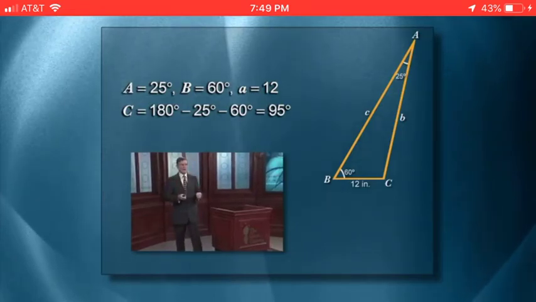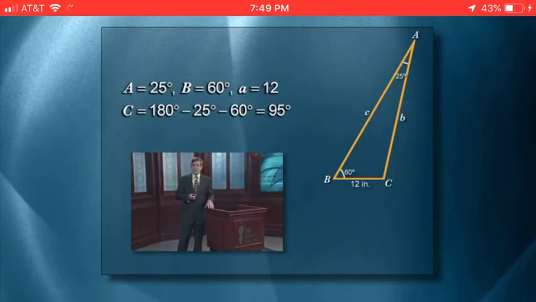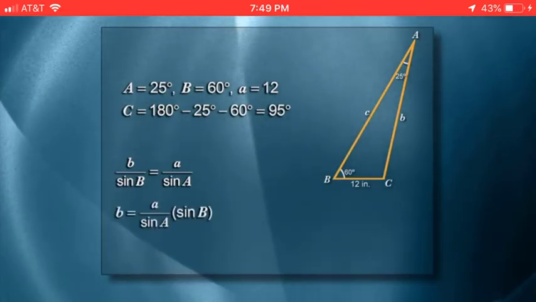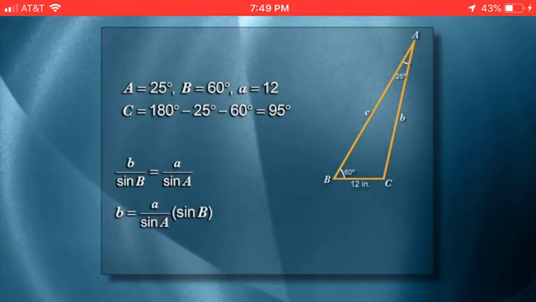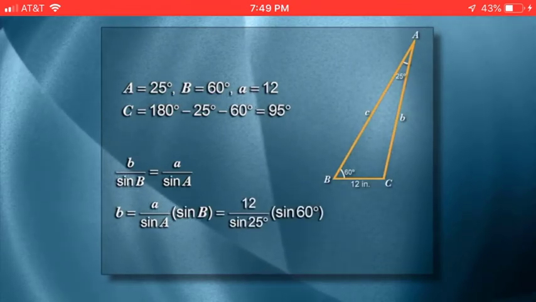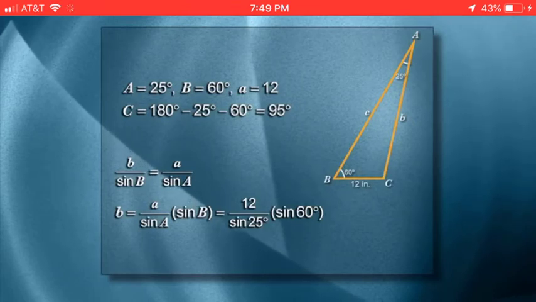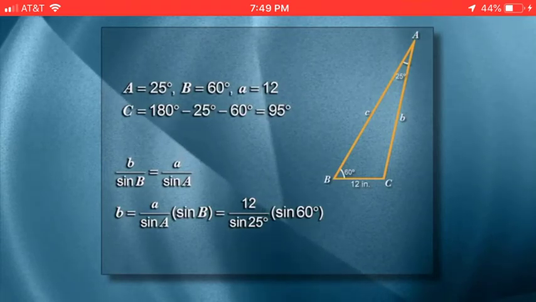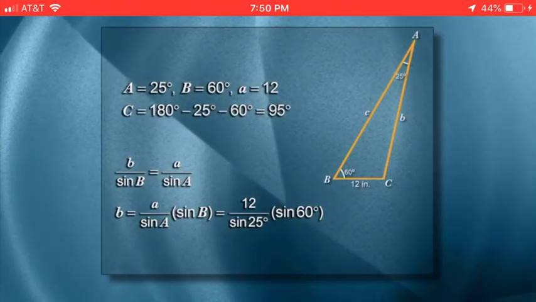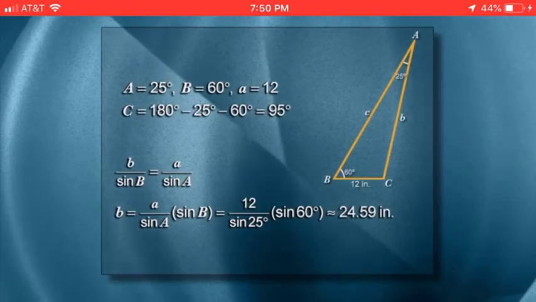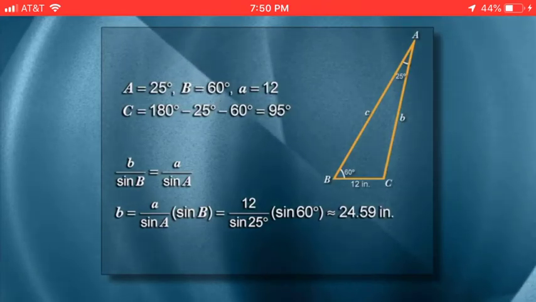So let's use the law of sines to obtain the value of side b. b over sine B equals a over sine A. That's a piece of the law of sines. Solving for b, we have b equals a over sine A times sine B. Plug in the values. a is 12. Angle A is 25 degrees, so the denominator is sine of 25 degrees, and all of that is times sine 60 degrees, the sine of angle B. And then on a calculator, you punch all that in. You should be in the correct mode, of course, in degree mode, and you obtain about 24.59 inches.